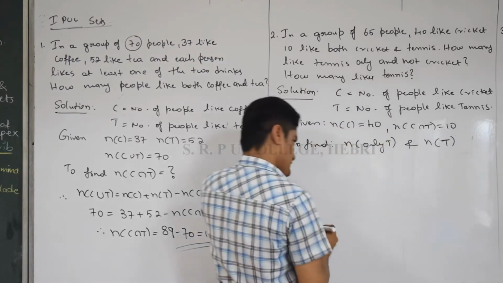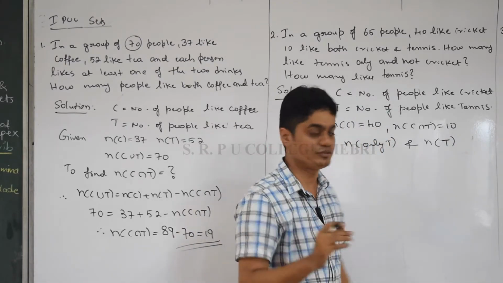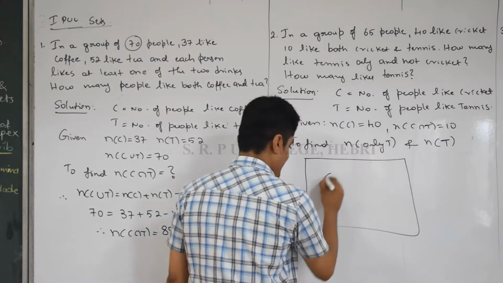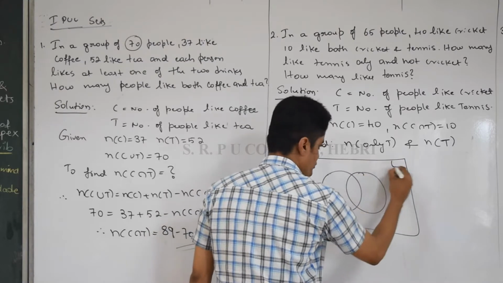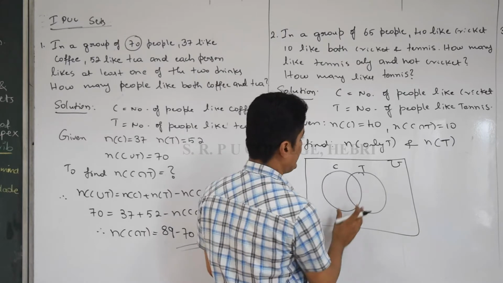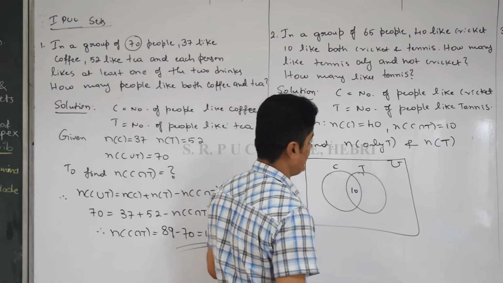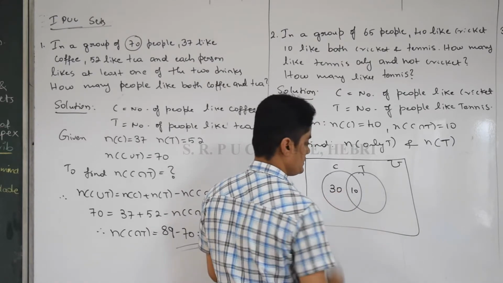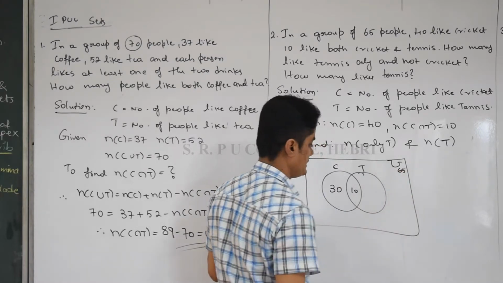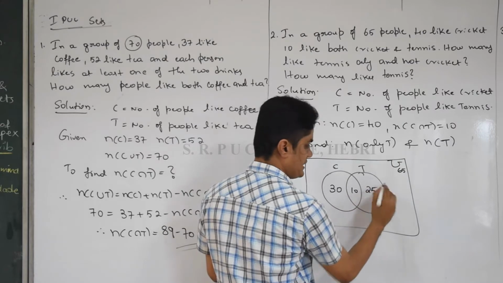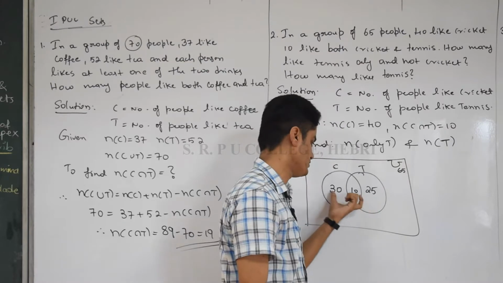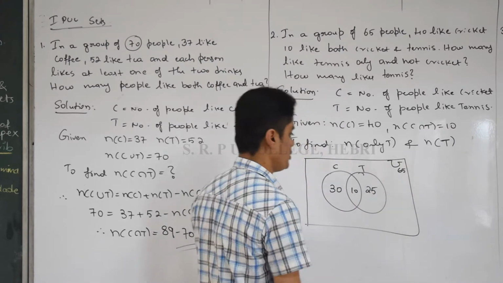Here I am not using a formula, I am using the Venn diagram, because the Venn diagram is better than the formula here, since we know the intersection part. This is the universal set, this is C, this is T. Given that the number of people who like both cricket and tennis is 10, this should be 30. What is the total? 65. So after 40, this must be 25, because the group has 65 people. So the total must be 65. Problem solved.